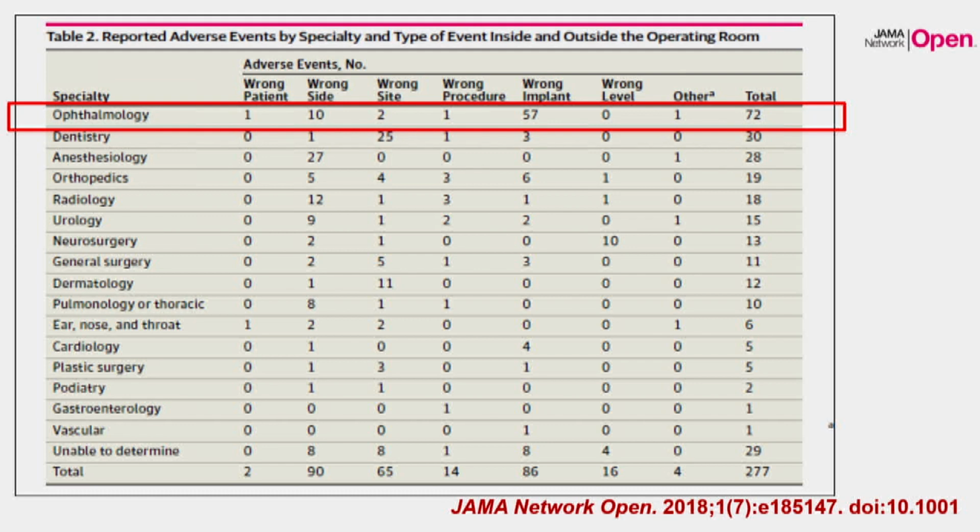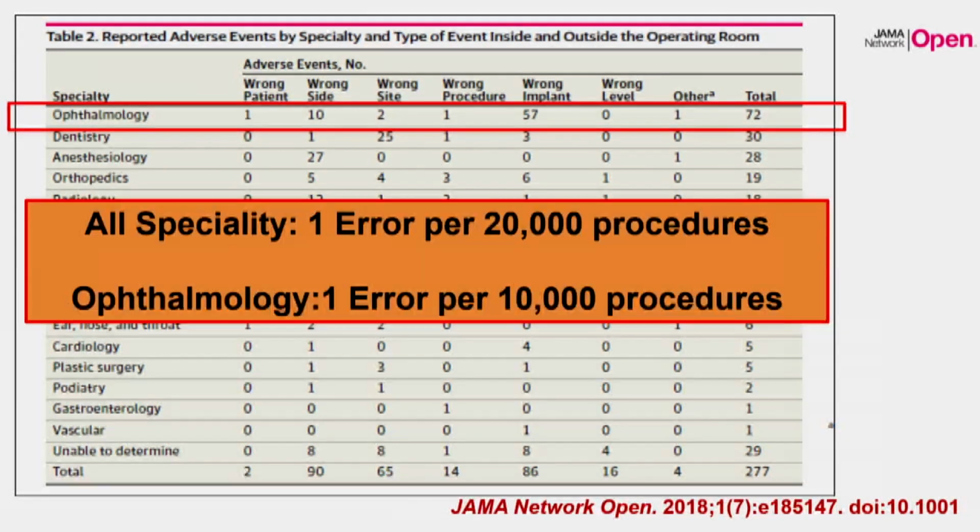There are 72 procedures. Ophthalmology, dentistry, and anesthesiology are the top 3 branches where safety errors can happen. While across all specialties the error rate is 1 per 20,000, in ophthalmology it is 1 per 10,000. The rate of error is almost doubled in ophthalmology.